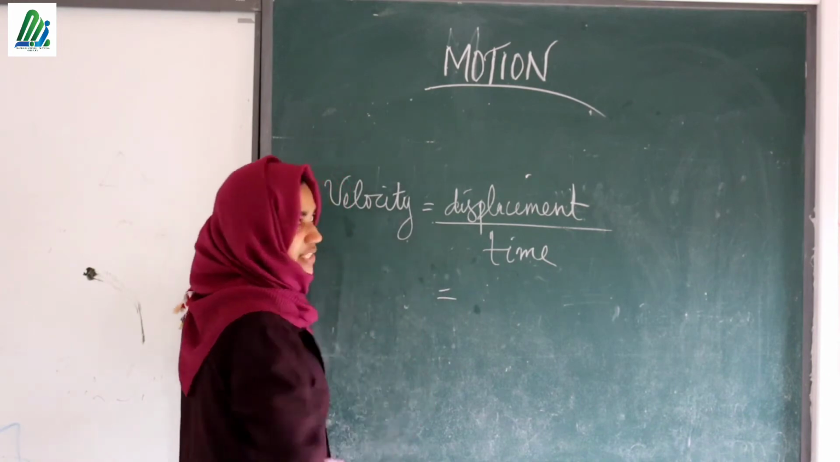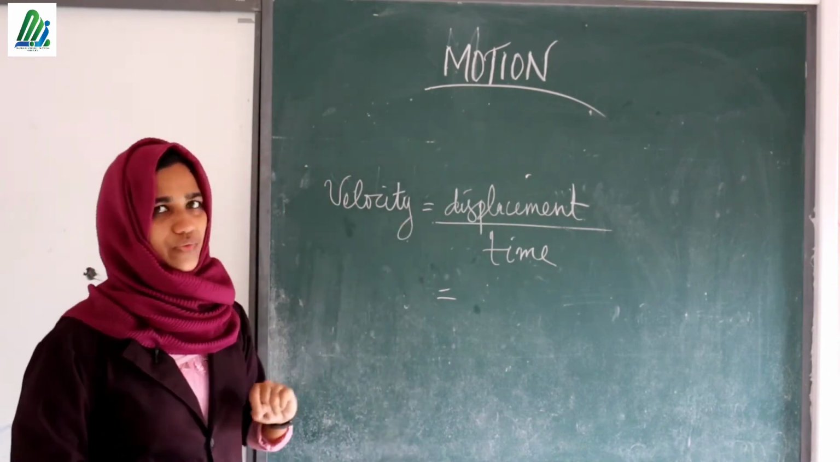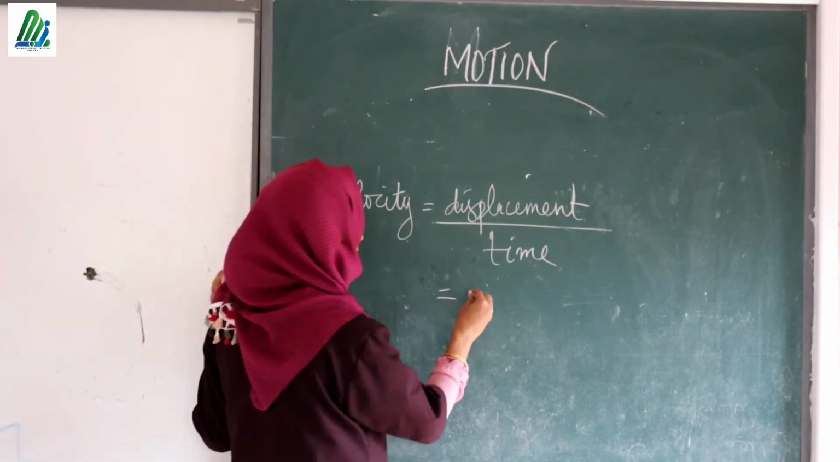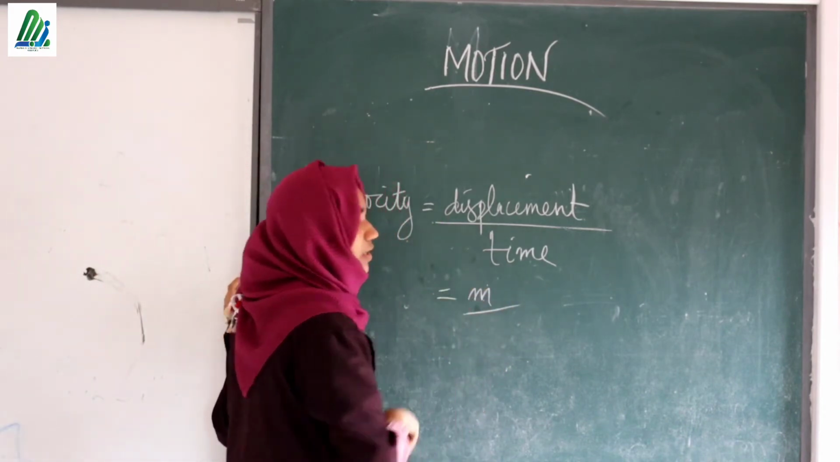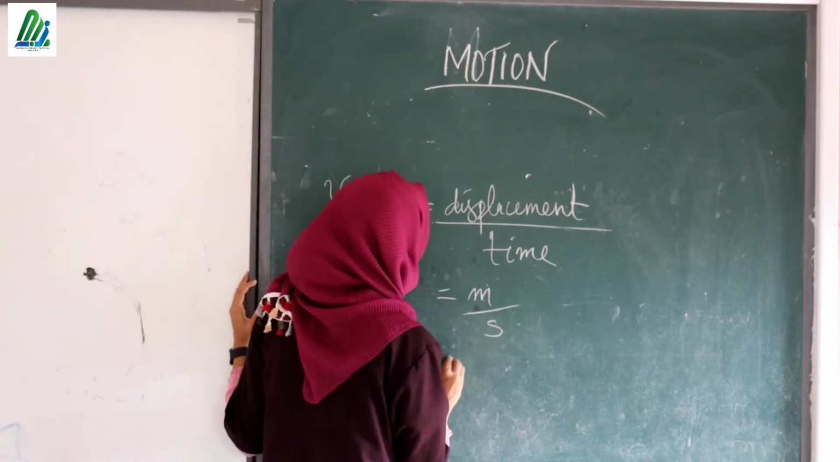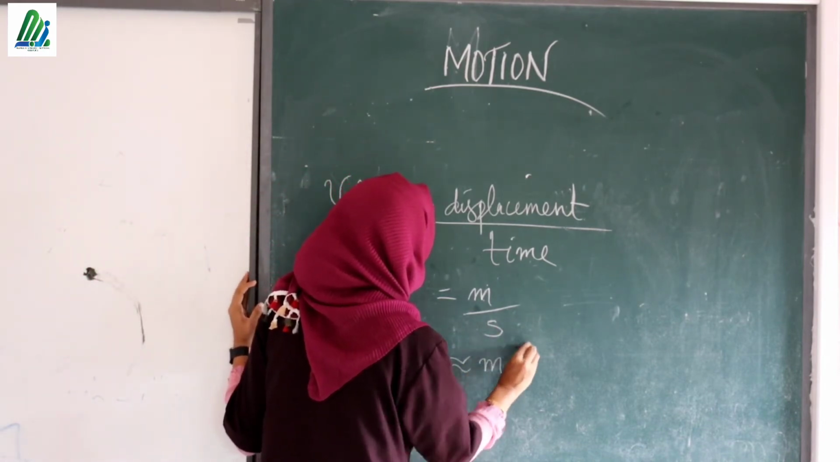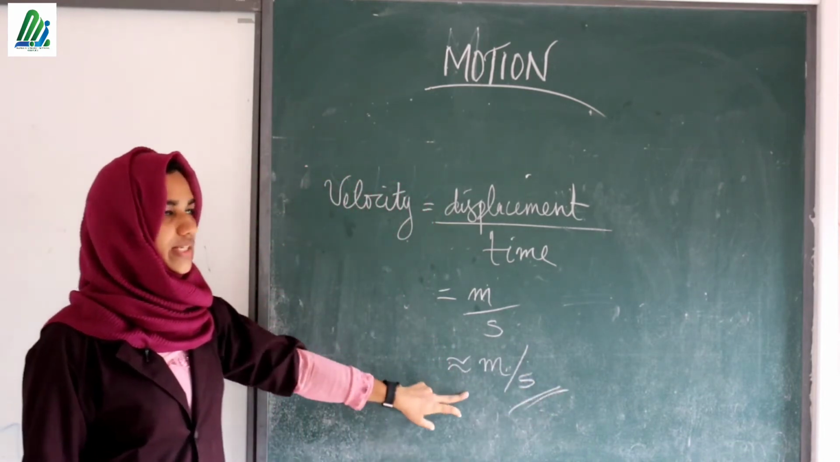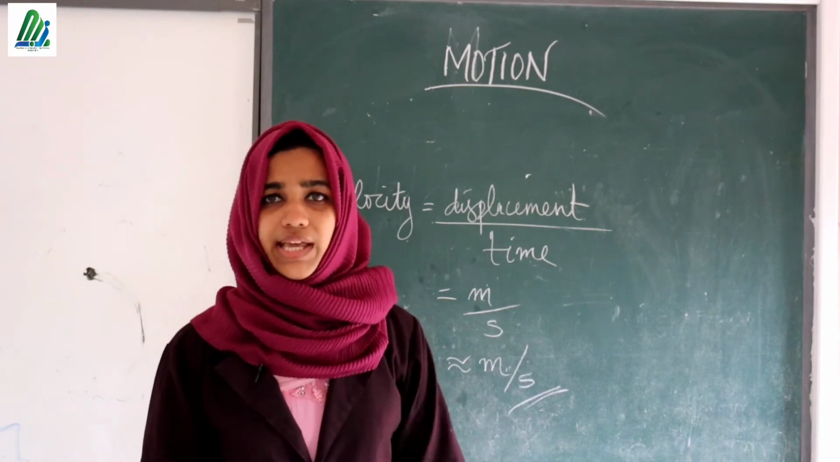So what is the unit of displacement? The unit of displacement is meter. Then what is the unit of time? The unit of time is second. Okay, so we can write the unit of velocity is meter per second.